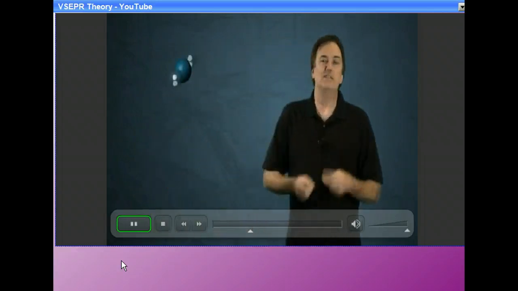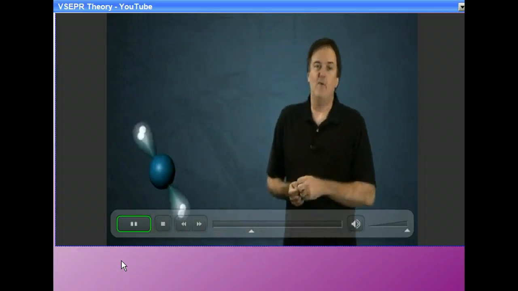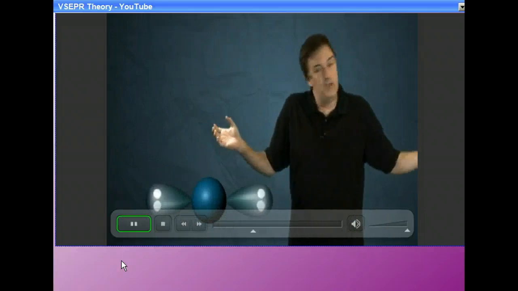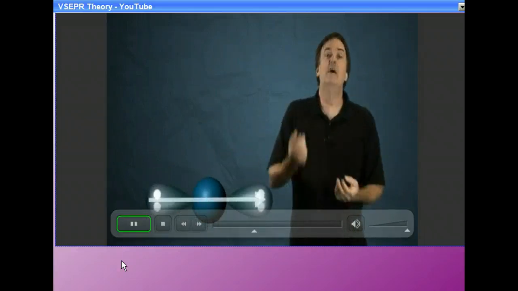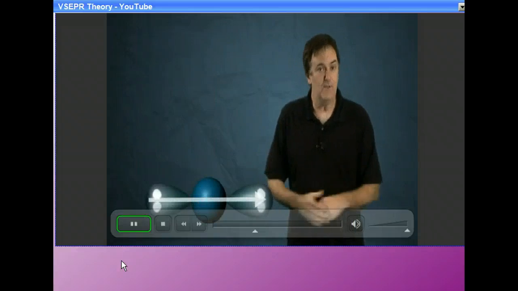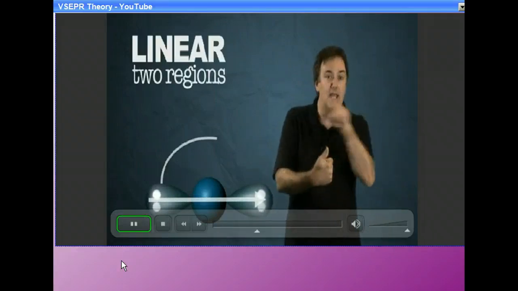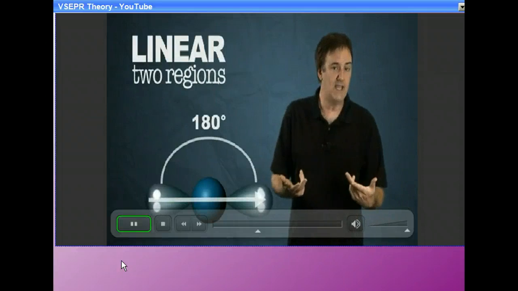And the easiest one is two regions. If you only have one atom on one side and one on the other, and they try to get away from each other, you get a fairly linear type molecule. And so that's the first one. Two regions gives you linear shape. The bond angle is 180.